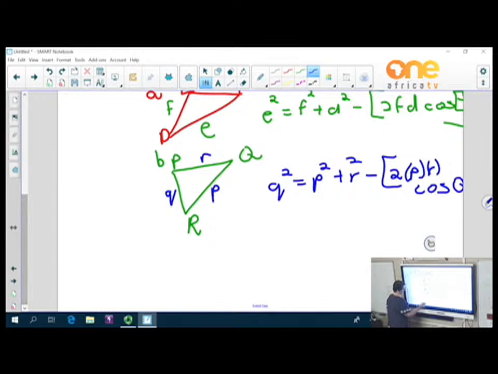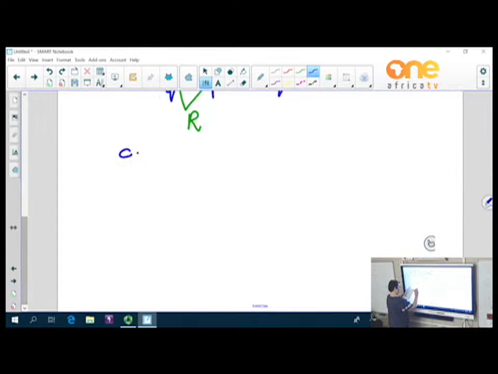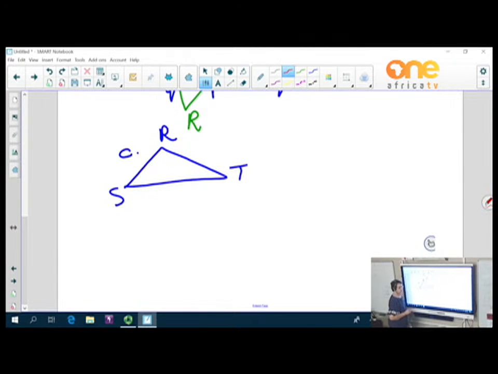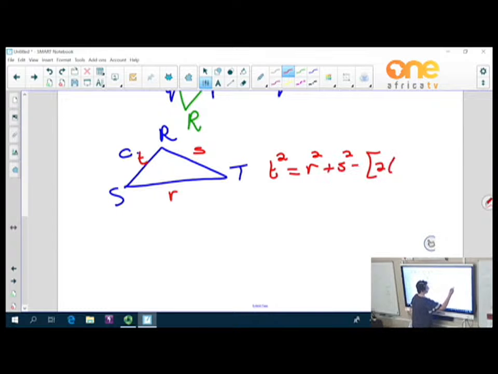And the last one there, number c, there's the triangle RST. So what will the sides be? This is what we want to find now. This is r, this is s, and this is t. Let's say you want to calculate t, then t squared is equal to r squared plus s squared minus 2 times r times s cosine T, coming back to that angle. And the side, that's the one that you want to calculate.